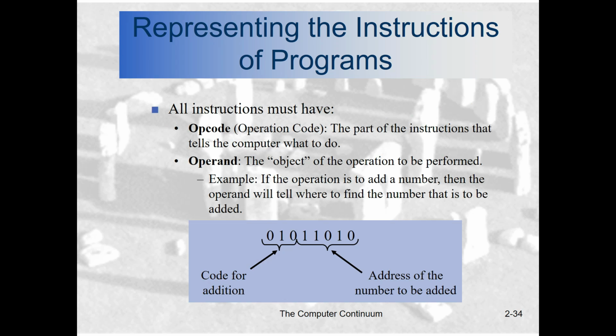All right. So every instruction must have two things: opcode and operands. Okay, these are the two main things which every instruction must have. Now the opcode is the part of the instruction that tells the computer what to do. And the operands are just numbers. Operands are the objects of the operation to be performed. For example, if the operation is to add a number, then the operand will tell where to find the number that is to be added.